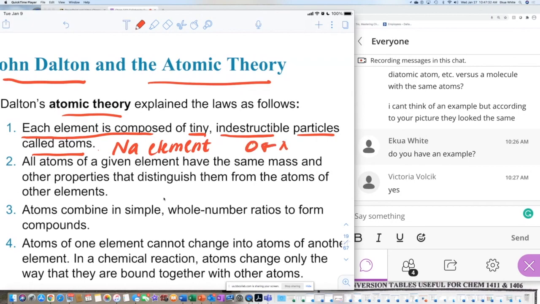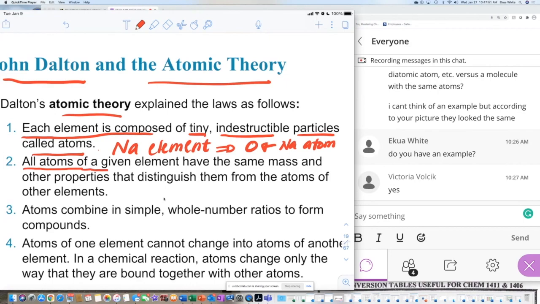So this would be a sodium atom. Okay? So within the element, we essentially have a sodium atom. By the way, the atoms are round, just in case it wasn't specified here. Dalton said all atoms are round. They don't have different shapes.